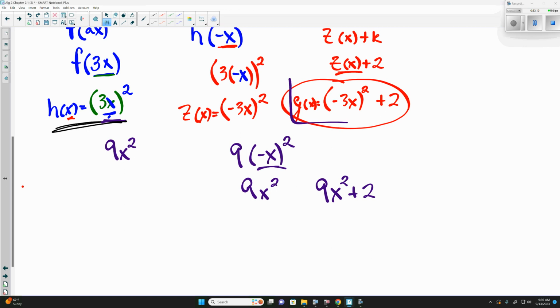But I will take this here. I will take the one in red. Or the one, I'll take either one. But I would stick to the one in red because if we have a horizontal translation left or right, we can't just drop those parentheses. We'd have to actually multiply it out.